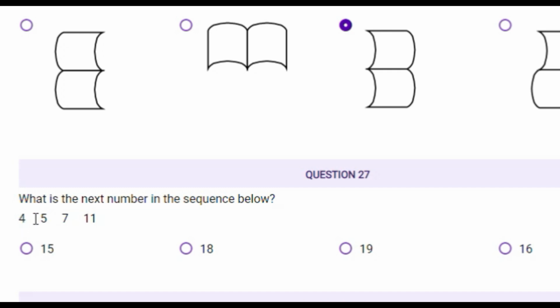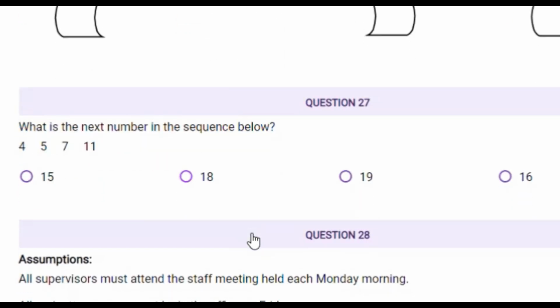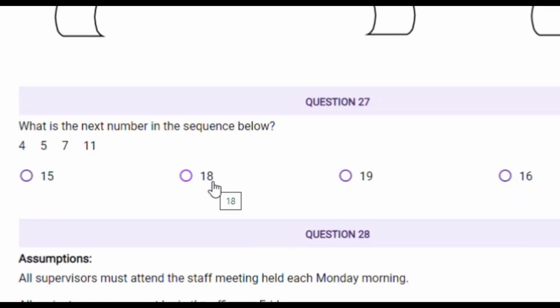Explanation. Check the differences. 5 minus 4 equals 1. 7 minus 5 equals 2. 11 minus 7 equals 4. The differences are doubling, 1, 2, 4. The next difference will be 8. 11 plus 8 equals 19.